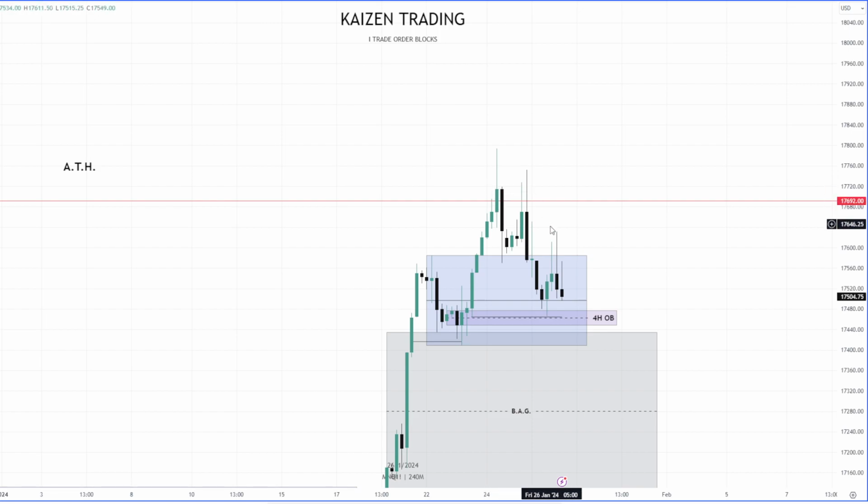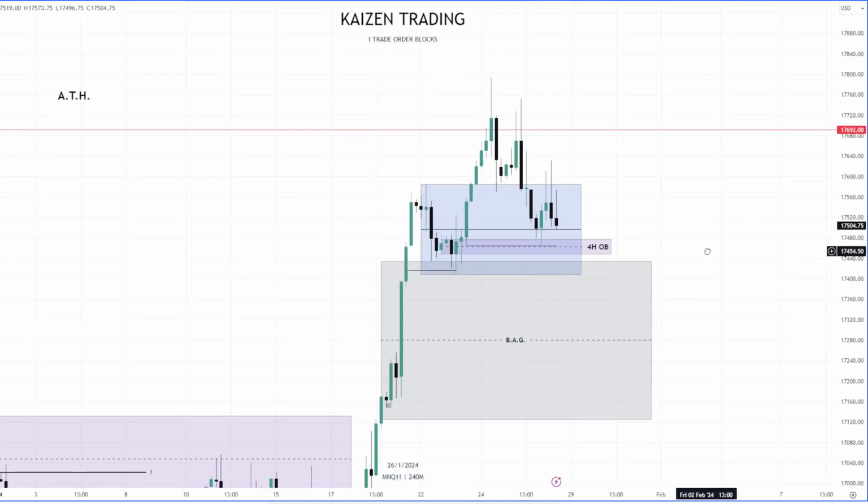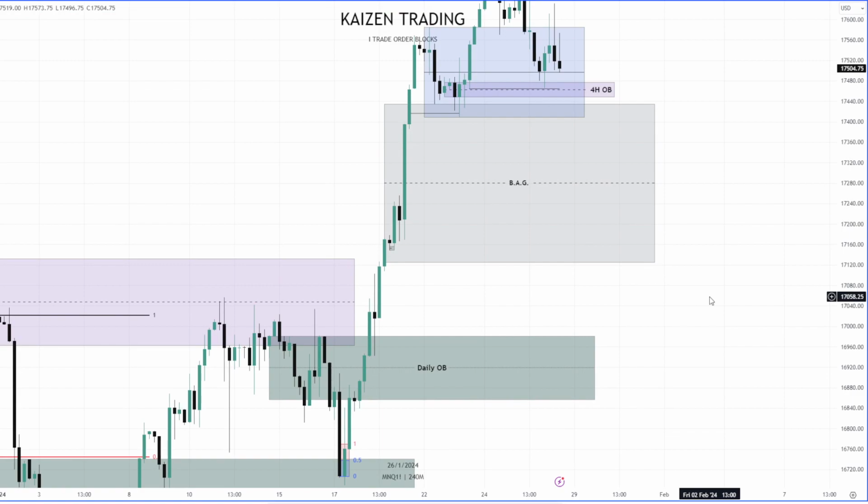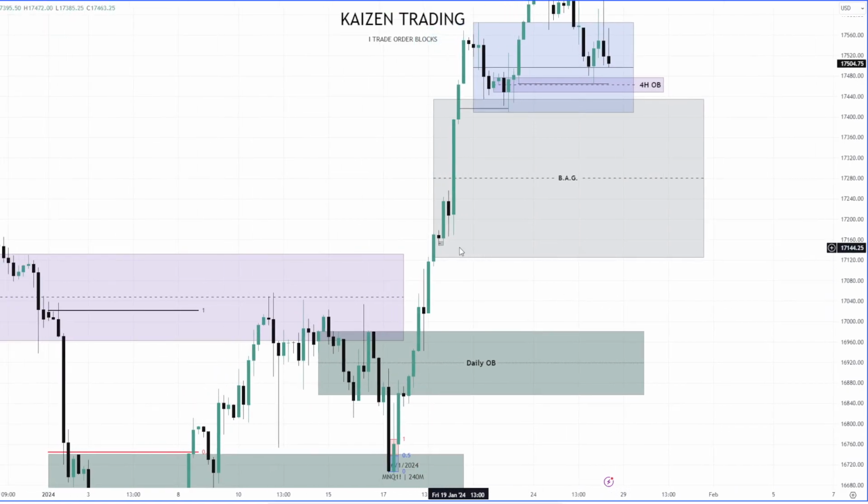But this is just like the daily. The 4 hour to me is showing definite bearish price action. Here's your daily swing low, here's another 4 hour swing low. We have a big imbalance down here. And then I just kind of hunt along the chart.